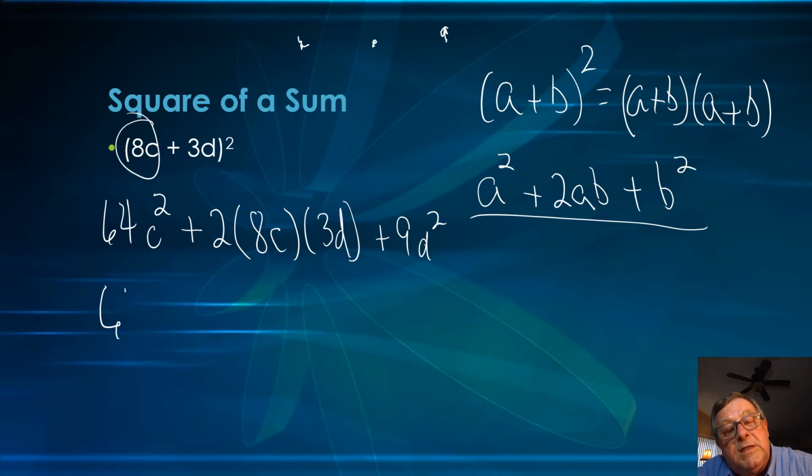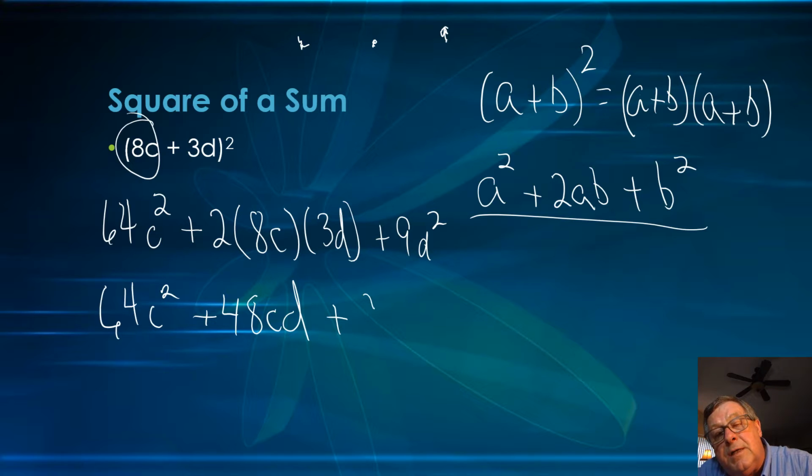So we've got 64c squared. Well, 2 times 8c is 16c, and then times 3d, 16 times 3 is 48, so it'd be plus 48cd plus 9d squared. Now in mathematics, really a lot of it is recognizing patterns.